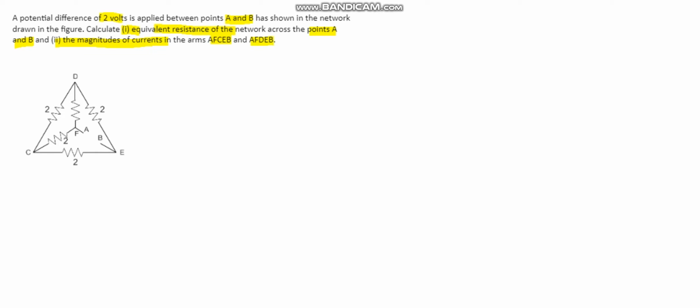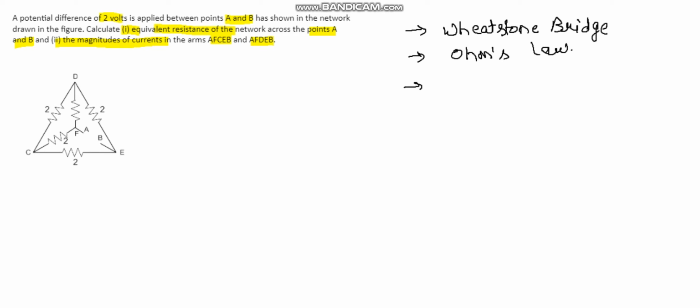So let us see first of all the key concepts used in this question. Number one, we have Wheatstone bridge. The second concept used is Ohm's law. The third concept used is the calculation of equivalent resistances. So now let us analyze the circuit given in the question.